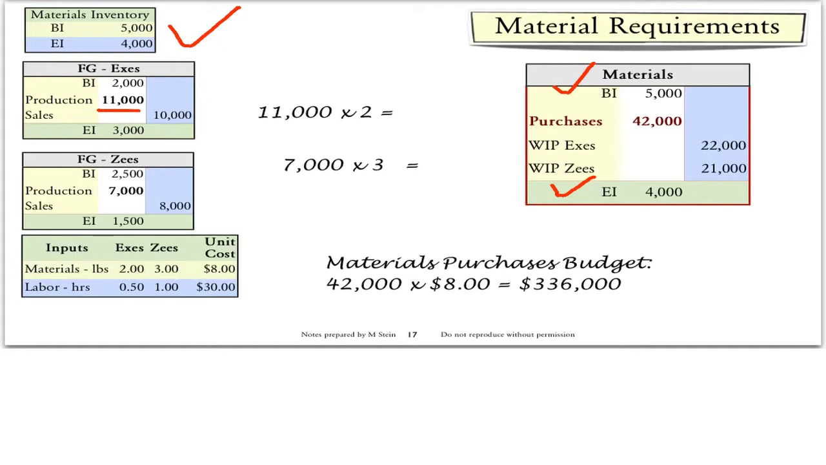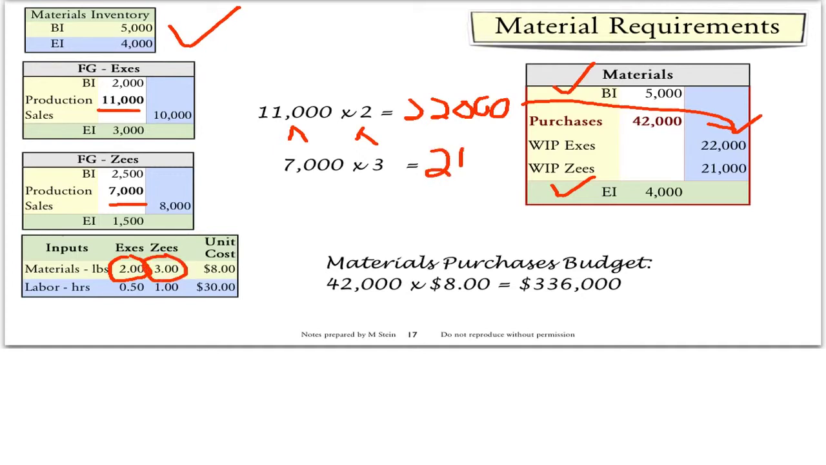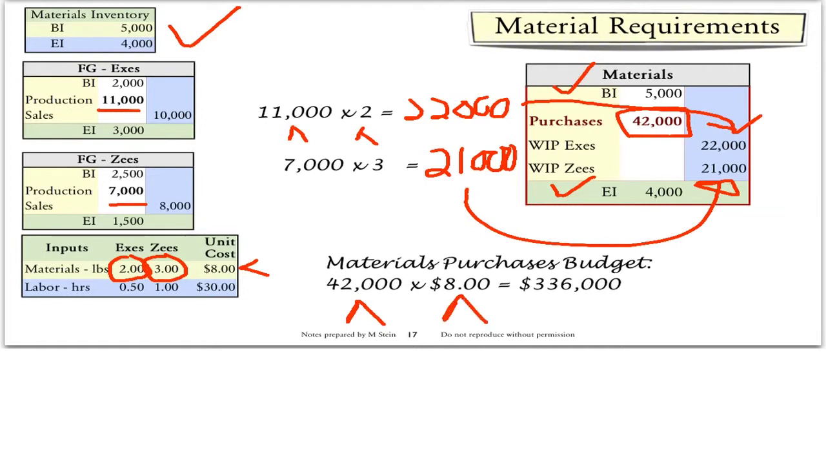Well, to make 11,000 X's, and each X uses 2 pounds of materials, so 11,000 times 2 is equal to 22,000 pounds of materials, and as you can see, that's going to be a credit to the raw materials. Now if we look at the Z's, we're going to produce 7,000 units. Each Z uses 3 pounds, so we get 21,000 pounds of materials that we expect to use in production. And now we're set up to determine what the material purchases are. Well, in order to balance the account, we need to purchase 42,000 pounds of materials. Now materials cost $8 a pound, so we take the amount of materials that we plan to purchase times the budgeted price, and that allows us to determine the materials purchases budget.